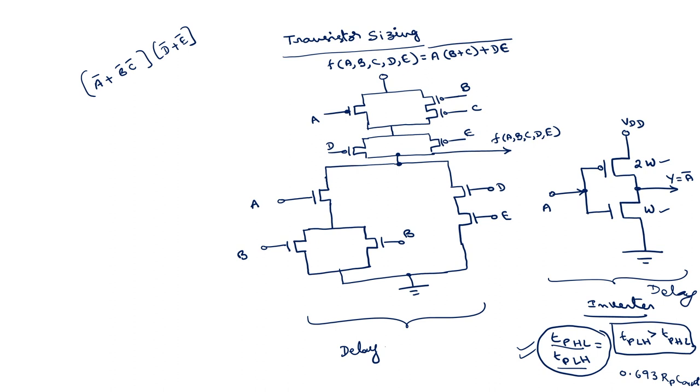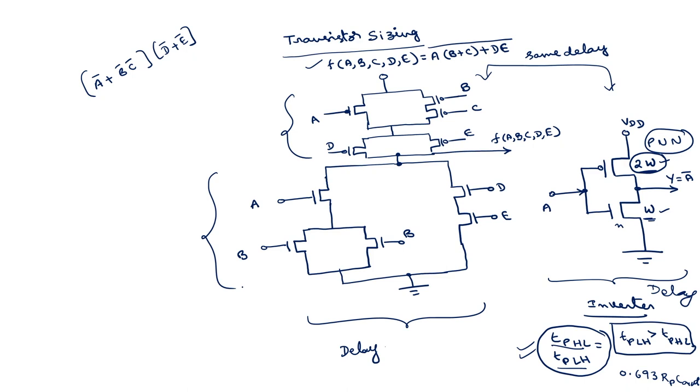Now the problem here is you have to size the transistors of this Boolean function such that these two will have the same delay. For that, if I consider the pull up network, only one PMOS transistor is here with a 2W width, whereas here there are 5 PMOS transistors. Then what should be the size of these 5 PMOS transistors so that the equivalent width will be equal to 2W? Similarly, for the NMOS transistor, the width is W. Here we have 5 NMOS transistors. How to size these 5 NMOS transistors such that the widths of these two will be equal?